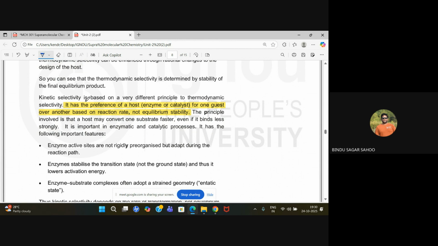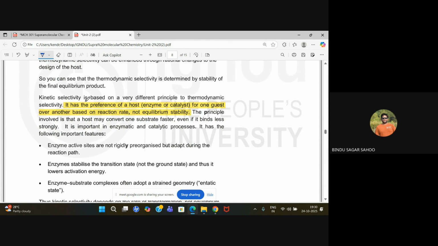Out of the two guest molecules, the guest molecule which first interacts with the host molecule will form a kinetically stable complex. We can say this guest-host interaction is kinetically stable. The bond strength between the guest and host may be weaker, but if it is forming at a faster rate, or it is forming initially, then we can say this is a kinetically selective complex. So it is not determined by equilibrium stability.